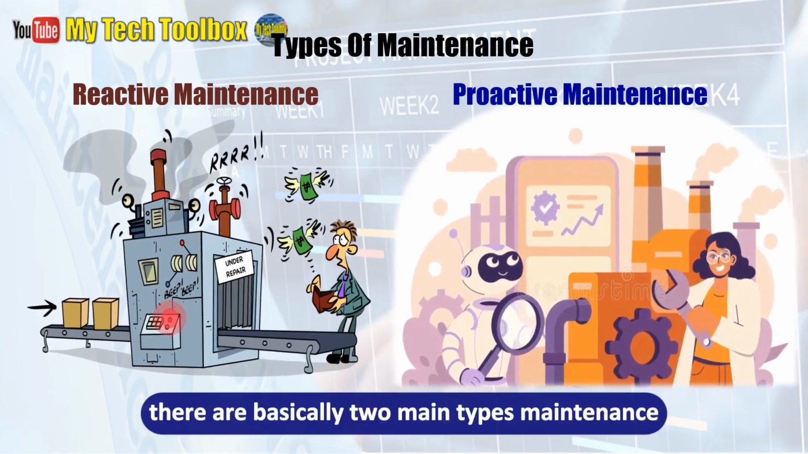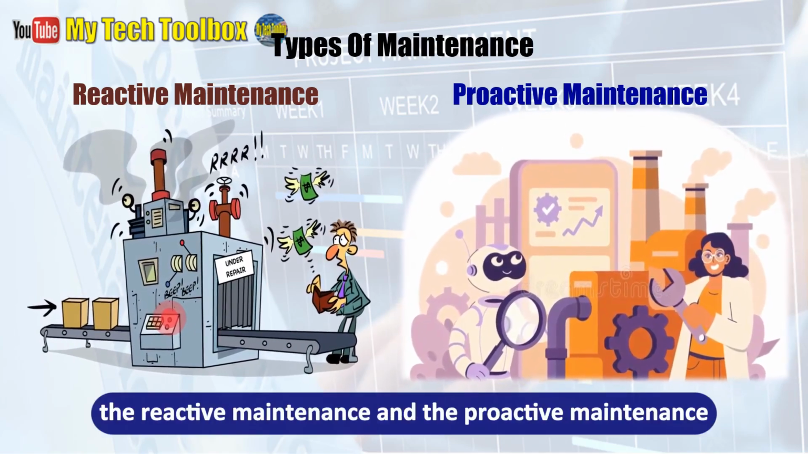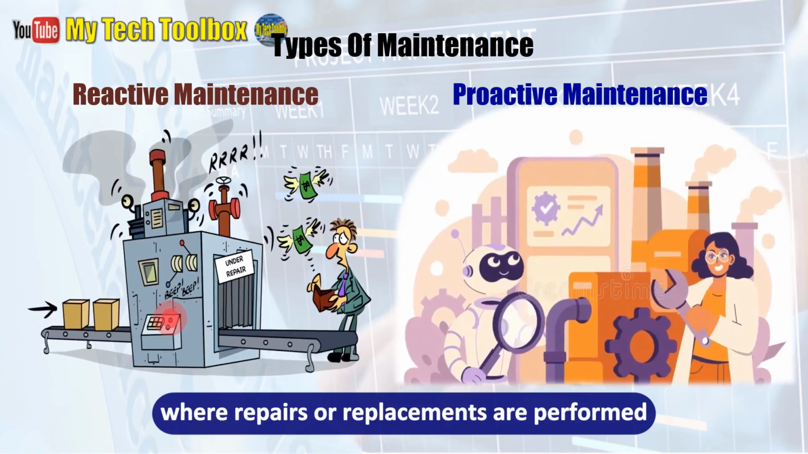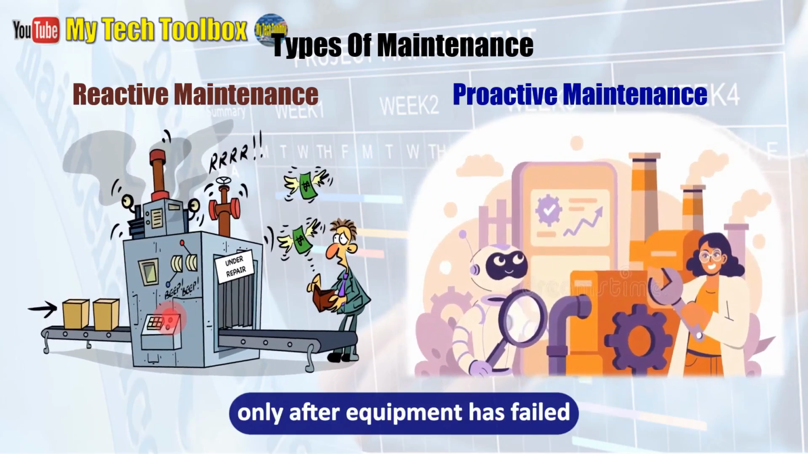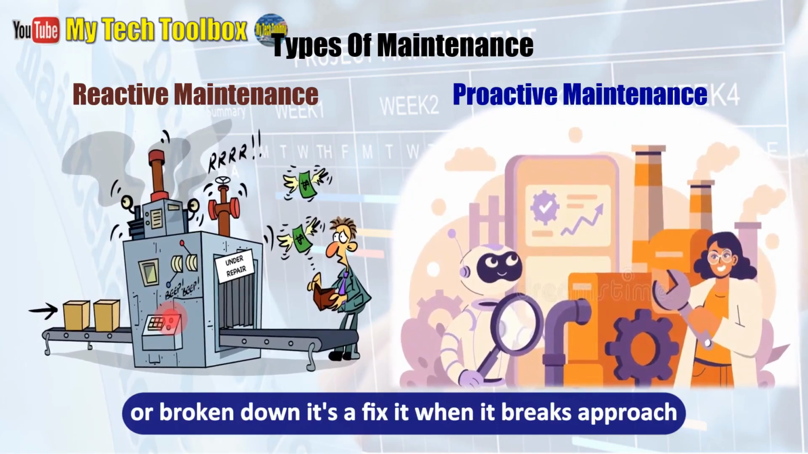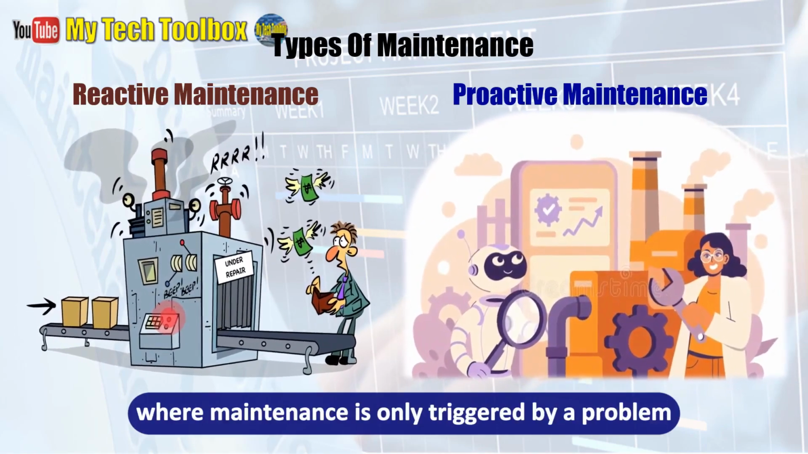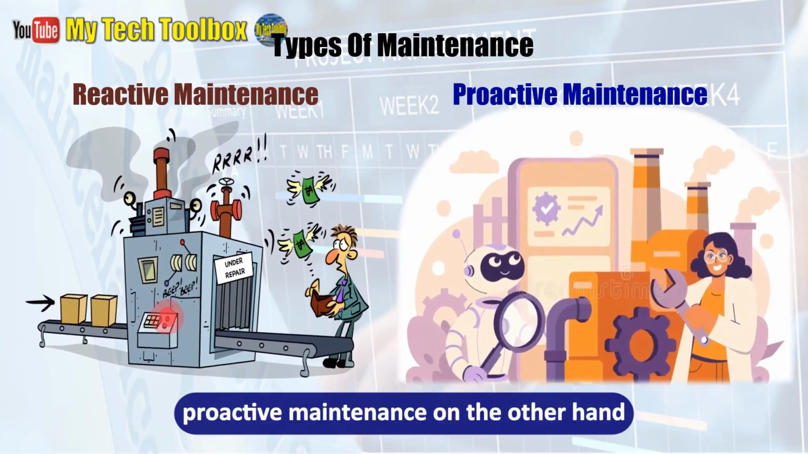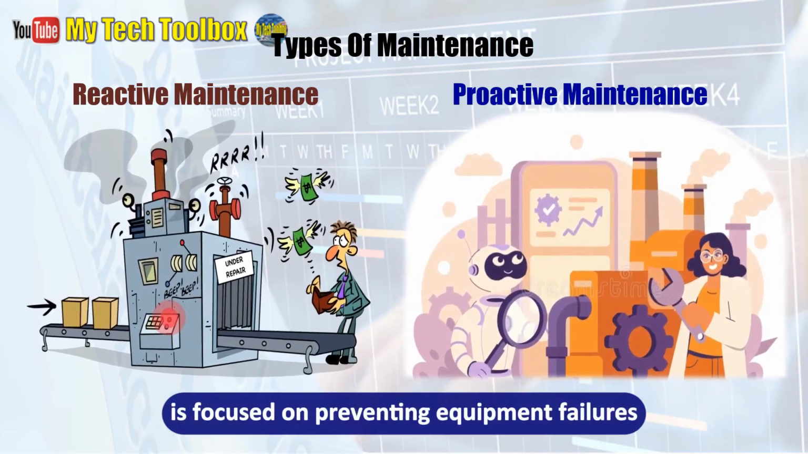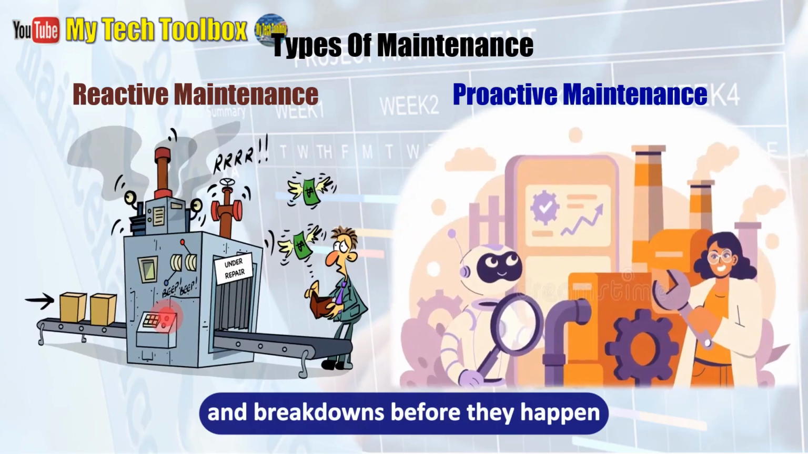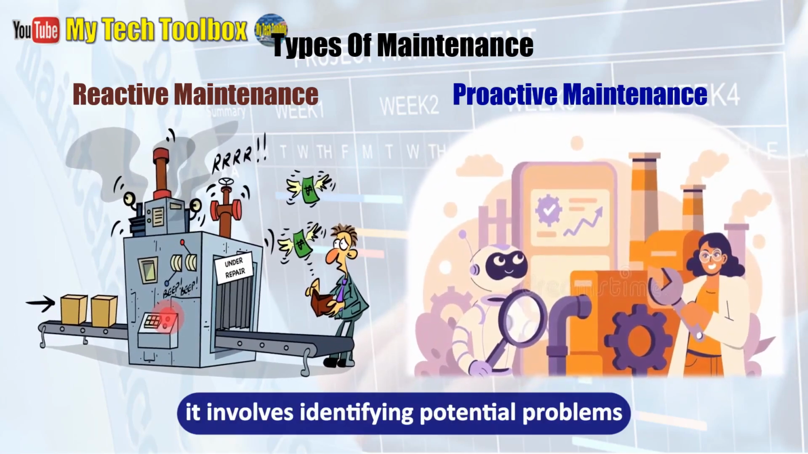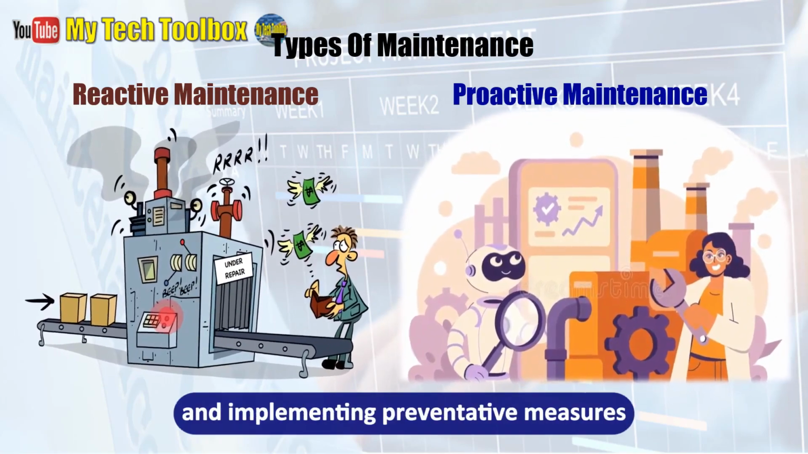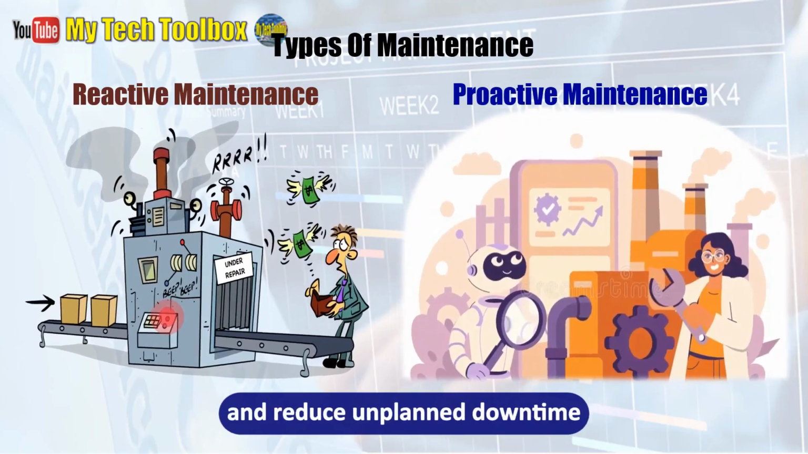There are basically two main types of maintenance: reactive maintenance and proactive maintenance. Reactive maintenance is where repairs or replacements are performed only after equipment has failed or broken down. It's a fix-it-when-it-breaks approach, where maintenance is only triggered by a problem or issue that has already occurred. Proactive maintenance, on the other hand, is focused on preventing equipment failures and breakdowns before they happen. It involves identifying potential problems, addressing their root causes, and implementing preventative measures to extend the lifespan of equipment and reduce unplanned downtime.